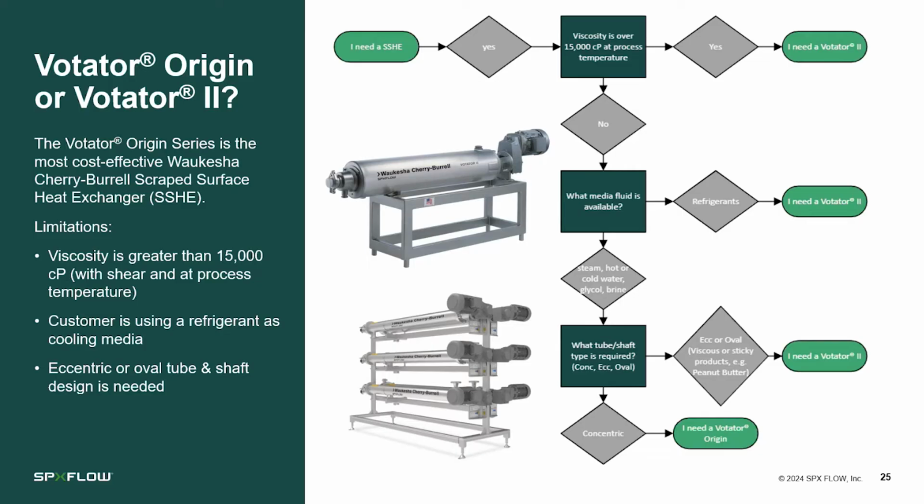And then lastly, the third question I would ask is what type of tube design or configuration is needed? And this is that concentric, eccentric, or oval. So again, if it's the more viscous or really sticky application, such as peanut butter, then it's going to need an eccentric or oval design where you would lead yourself to selecting the Votator II. Otherwise, if it's concentric, I would start with the Origin because it's going to be the most cost-effective solution.